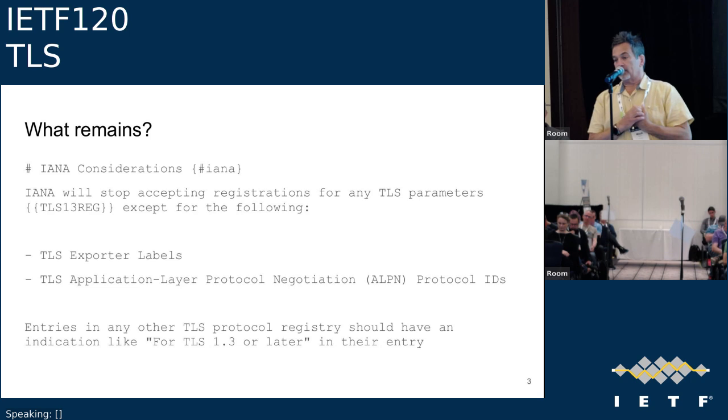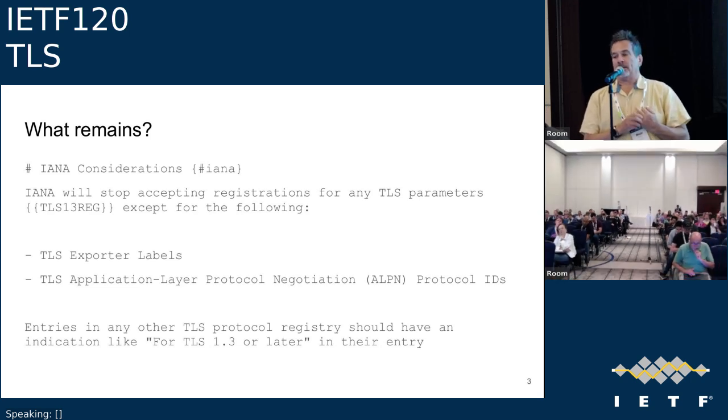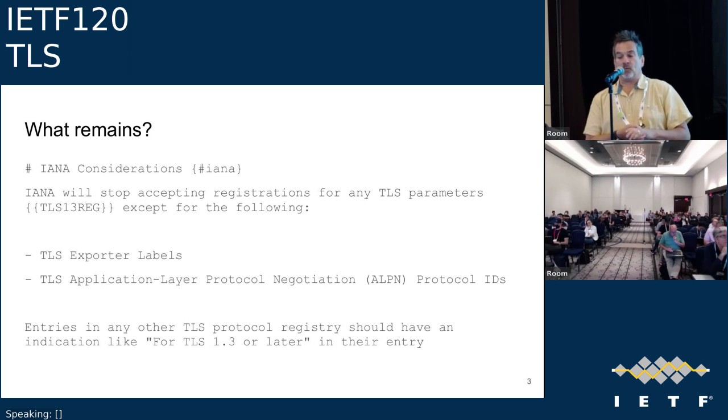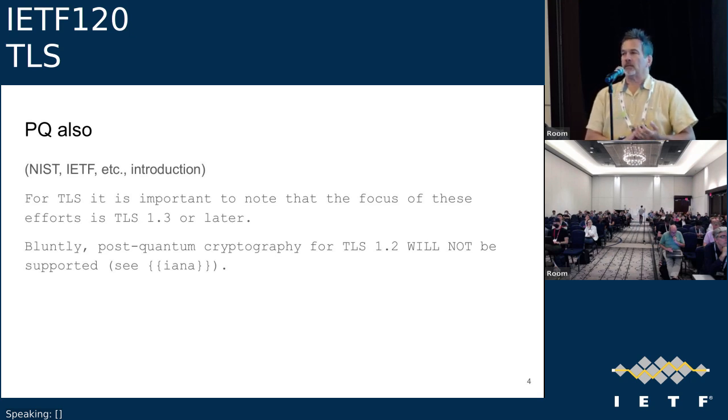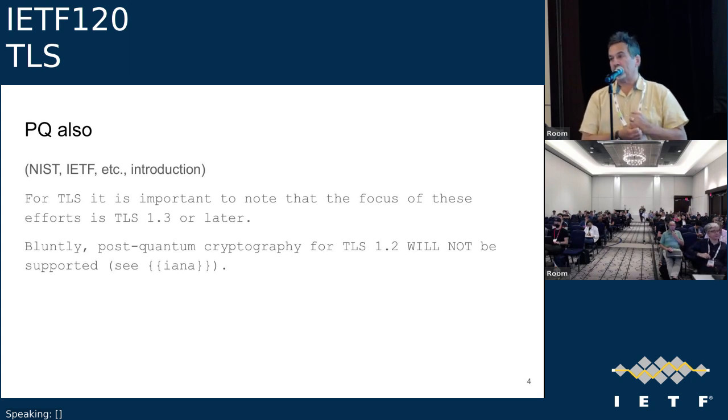Next page. So there's the text. IANA will stop accepting registrations for any of the TLS parameters other than exporters and ALPN. Is there another page? I forget. There's one more. Oh, yeah, post-quantum also. We add the sentence to the introduction that says we're not doing post-quantum. The IETF is not doing post-quantum work for TLS 1.2. As I said, it really makes a document like 60 lines. Is it still worth doing? I think it does. It sends a message that the IETF is not moving on 1.2 anymore other than critical security fixes. I'd just like to know if people are fine with that, or we should just drop the doc.